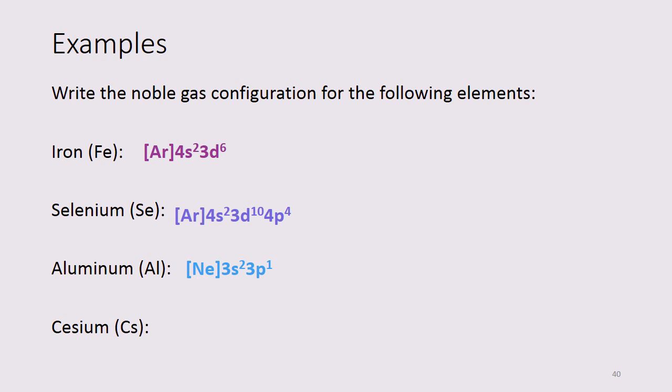That's all the way down in the sixth row. This one's actually an easy one, even though you might think, oh, it's way down there. Cesium, you have to go back to the fifth row noble gas, which is xenon. And then what comes after xenon and including cesium? Well, it's just 6s1. Cesium is the next element, so it would just be xenon 6s1.